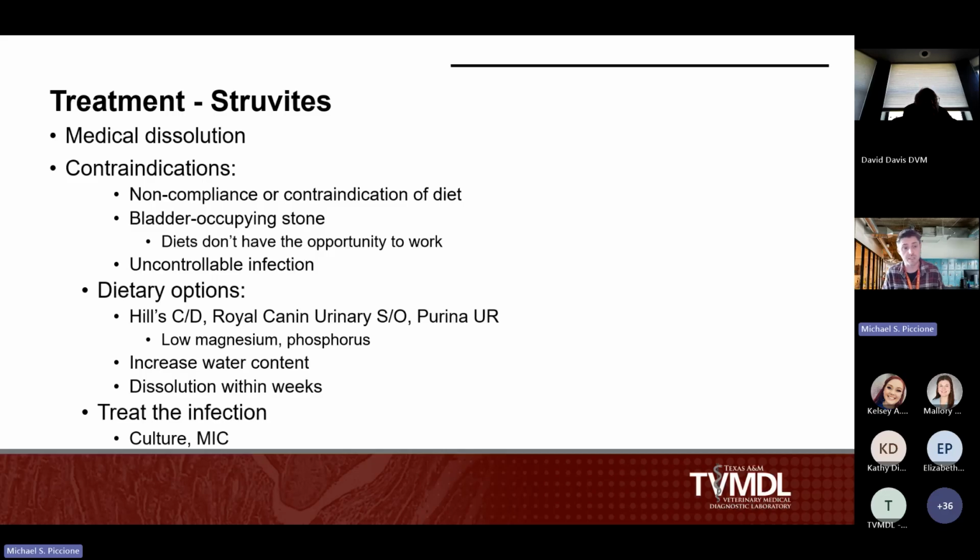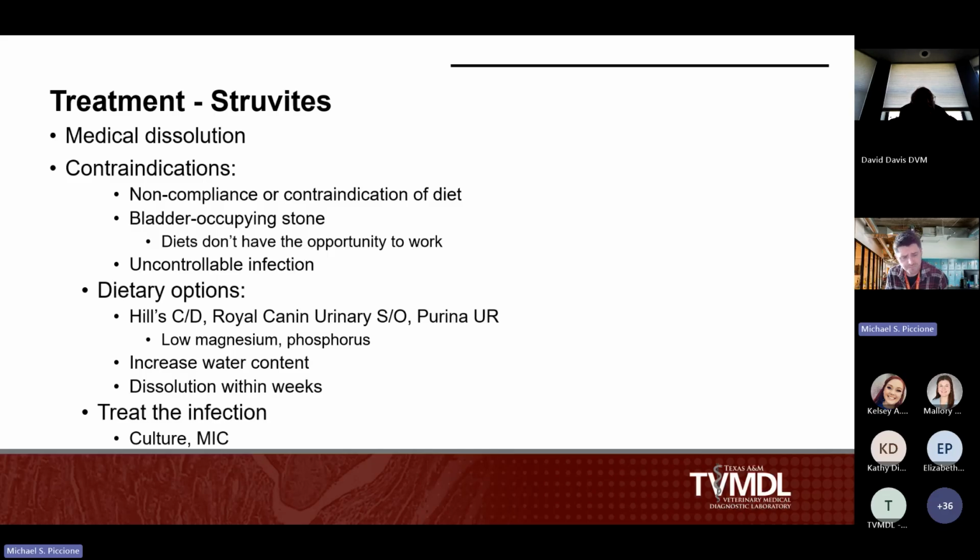Well, good news with struvites, medical dissolution is typically going to be your go-to. There may be some caveats here, sometimes that you cannot medically dissolve these particular uroliths. The first one is going to be, hey, maybe the patient just won't eat the diet. You and I have encountered these in the past where we have a patient and it's not really an owner compliance issue. It's just maybe a palatability issue. The patient doesn't like it. So if the patient doesn't take the diet, well, unfortunately, we will not be able to resolve that stone likely with medical dissolution.